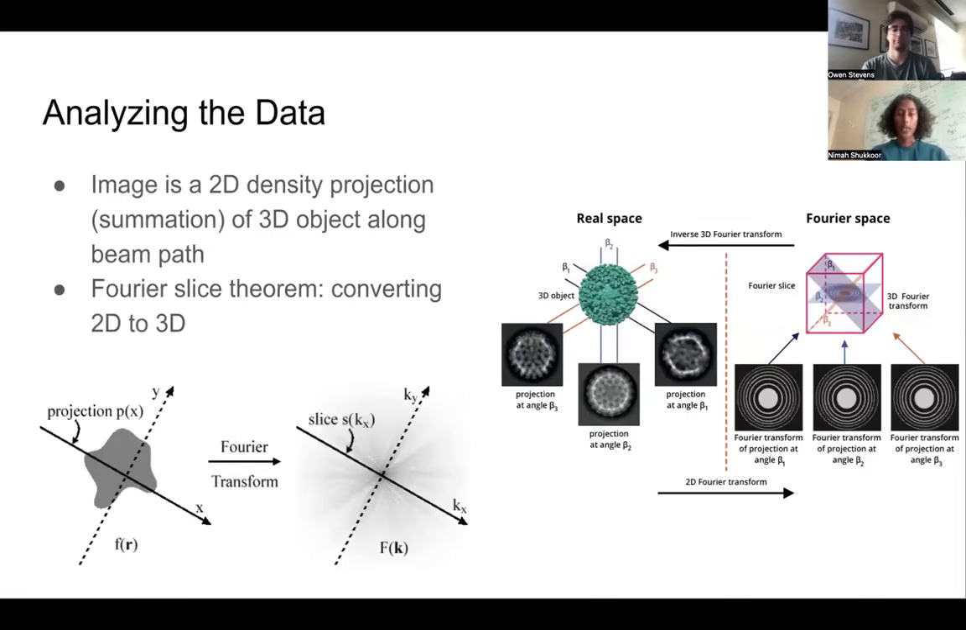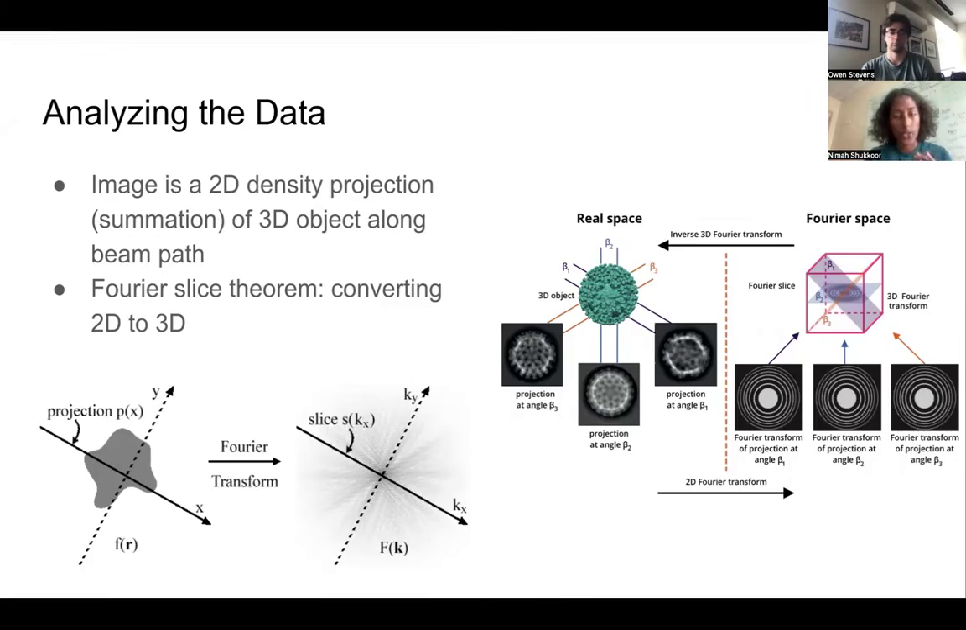So to actually analyze this data, cryo-EM creates these 2D projections by transmitting electron beams through this vitrified specimen, which results in an image that is a 2D projection, or a summation, of the 3D object or sample along the beam path. So it uses Fourier transforms to analyze these projections, as this 2D projection corresponds to a central slice within the 3D Fourier space.